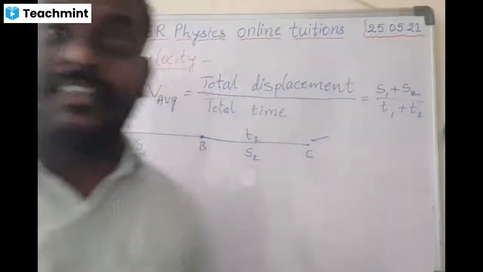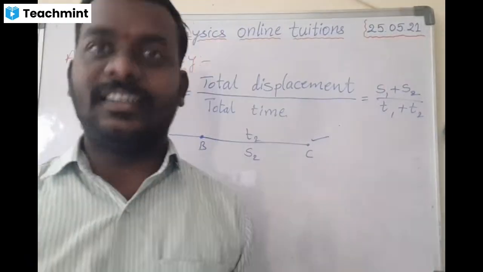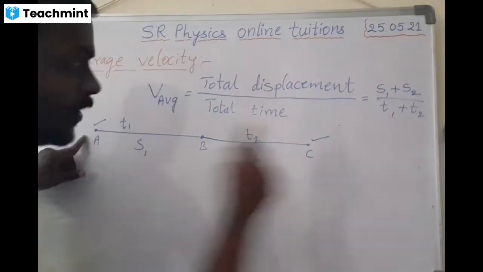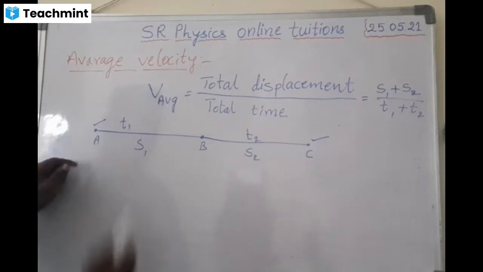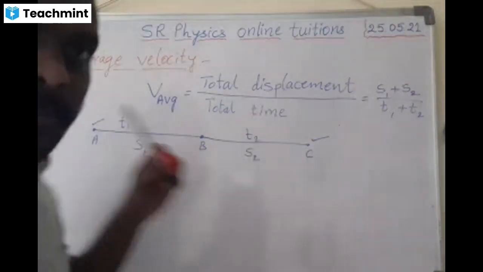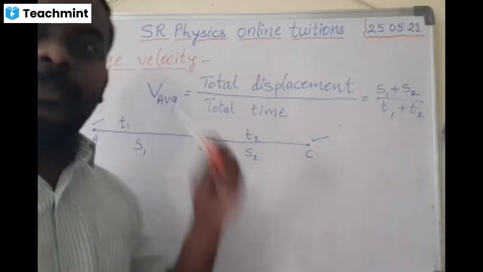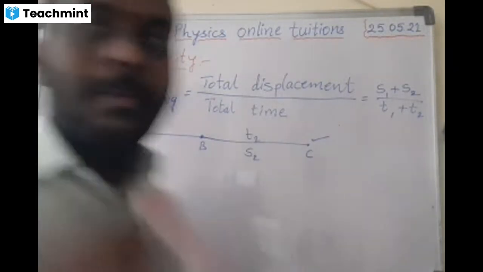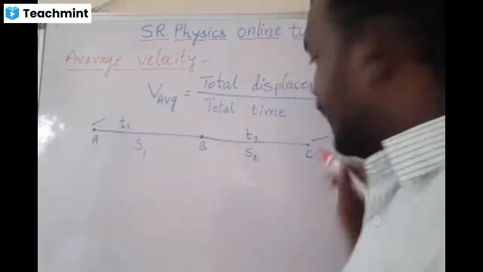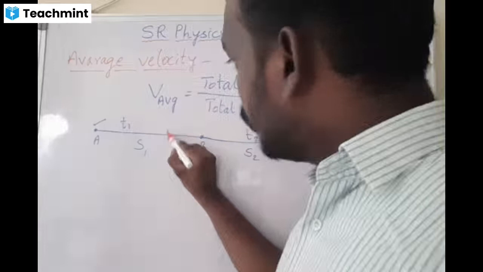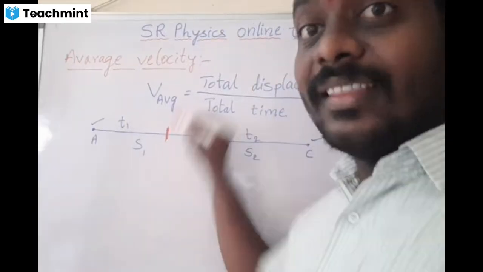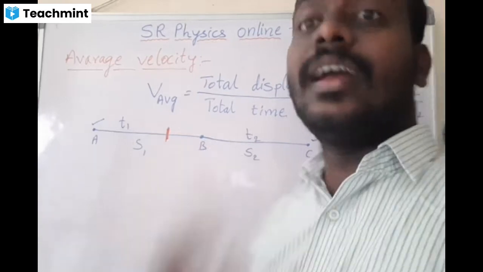Instantaneous. Instantaneous means, let us consider that from A to C it is moving. Now, suppose we want to see the velocity or speed of that particular body at one particular instant of time. Suppose from A to C it is moving, then if I want to check its velocity at this particular time, that velocity is considered as what?